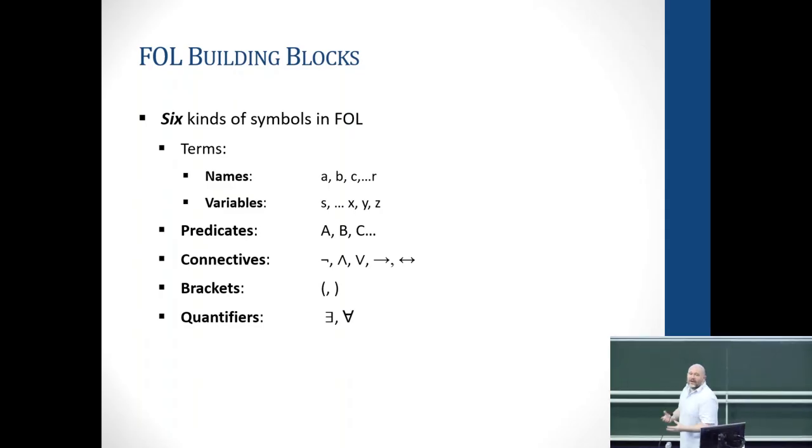Then we'll also have capital letters, which will be our predicates. Again, the base unit is always going to be predicate and term. Then we're going to have our connectives. The connectives work just like they did in TFL. And we're going to have brackets. The brackets basically work just like they did in TFL. They're going to indicate scope.